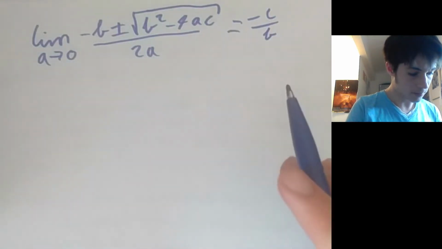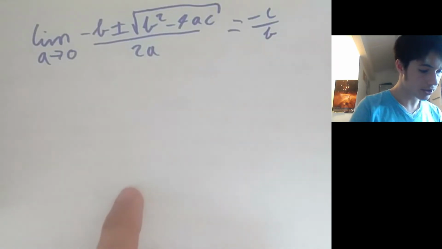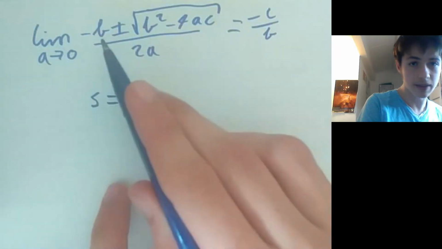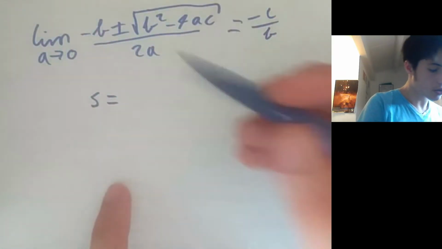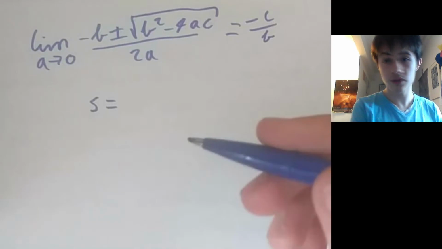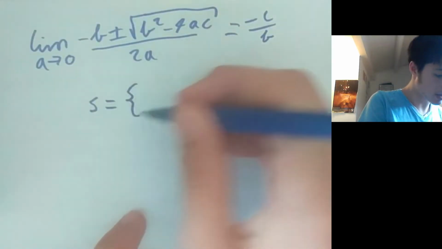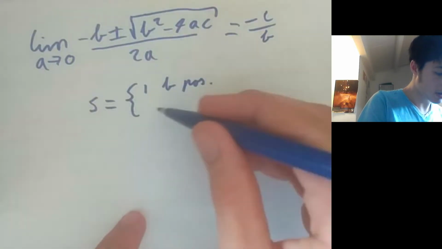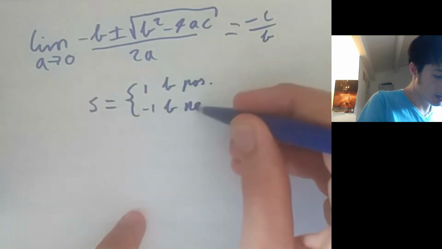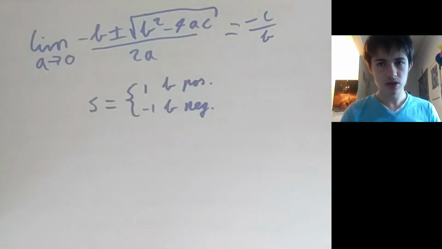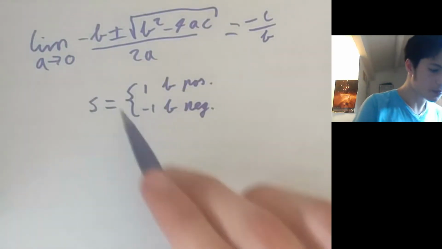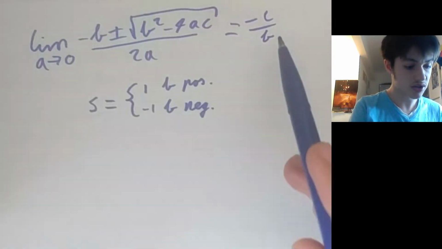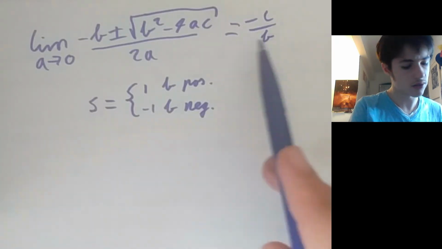So let's first of all define S. S is going to be the sign of b. So if b is positive, we can write S like this. It's going to be 1 if b is positive. It's going to be negative 1 if b is negative. And what do we do when S is equal to 0? Well, that doesn't really matter. We don't care about b equals 0, because then we will be dividing by 0 down here.